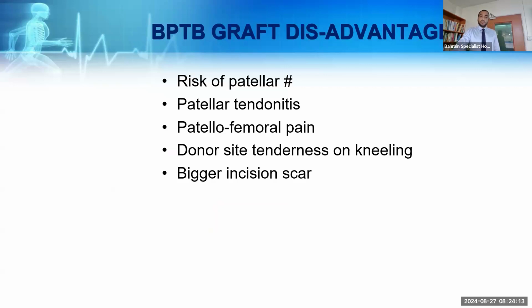At the same time, there are many risk factors or disadvantages of the bone-patellar tendon-bone graft, especially in the Middle East population and populations who do a lot of kneeling. It can cause persistent pain in the future, so it is not encouraged in patients who do kneeling. It can also result in patellofemoral pain, patellar tendonitis, and sometimes fracture of the patella.